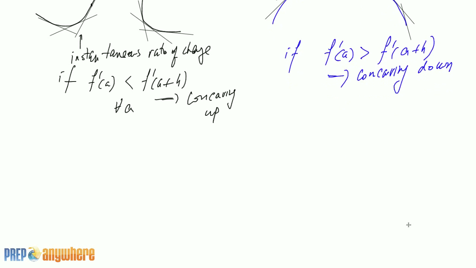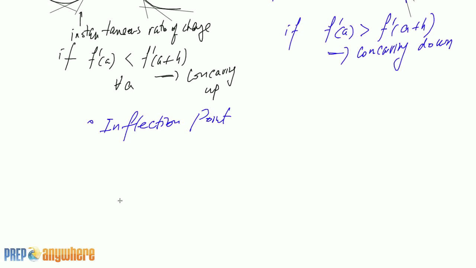Okay. Finally, inflection point. So inflection point is this. Right now, that curvature right there is concaving up. But at a certain point of the graph, it'll change like this. So that point right there, where the curvature changes from concaving up to concaving down, we call that an inflection point. So IP.